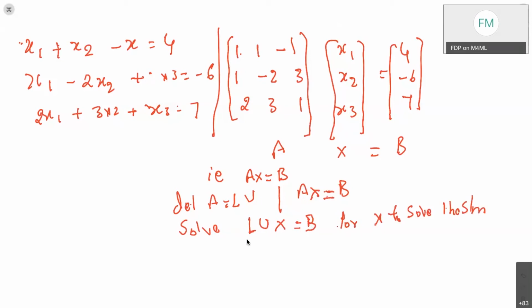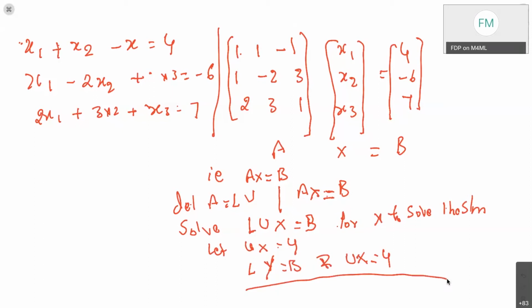Okay. Let us say that UX is equal to Y. So then of course it becomes LY is equal to B and UX is equal to Y. Right? So this is LY is equal to B and UX is equal to Y. Right? So now what we do is we'll try to solve this.